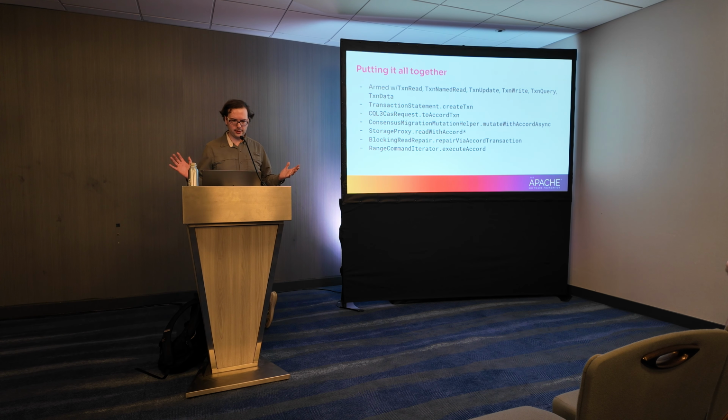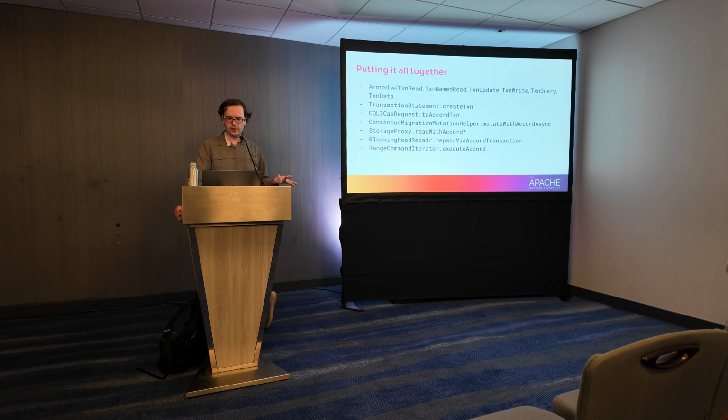So putting it all together, and this is like a survey slide. You're not supposed to remember any of this, but once you have all these components, you can then go look at all the places we construct different kinds of transactions, right? So there's transaction statement, there's CAS requests, which can be converted to an Accord transaction. There's mutate with Accord async and consensus migration mutation helper. So like non-serial writes use this, batch log uses this, hints uses this.